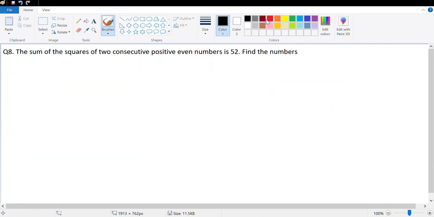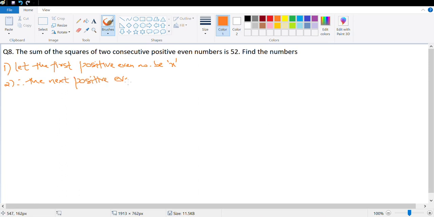The next question that we are doing is question number 8. It says the sum of squares of two consecutive positive even numbers is 52. So let the first positive even number be x, which means therefore the next positive even number is x plus 2. The difference between two positive even numbers is 2, so x and x plus 2.